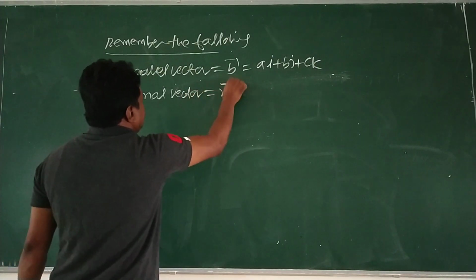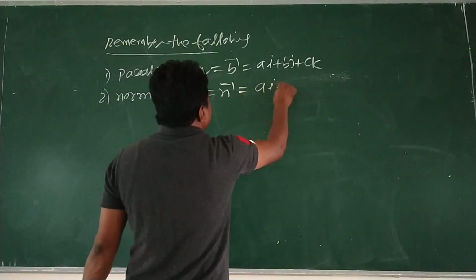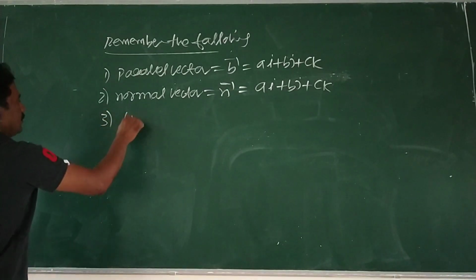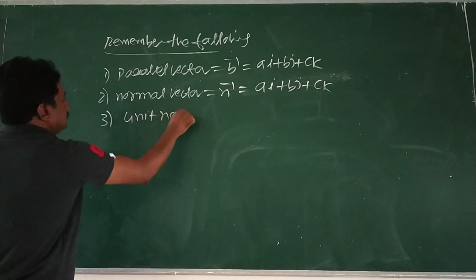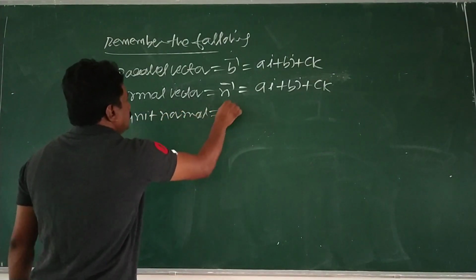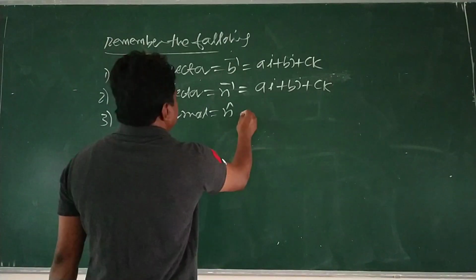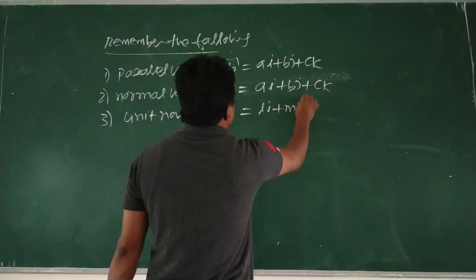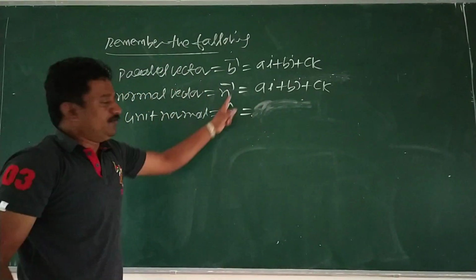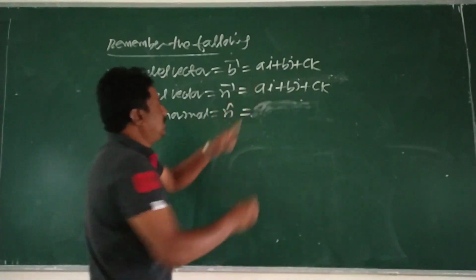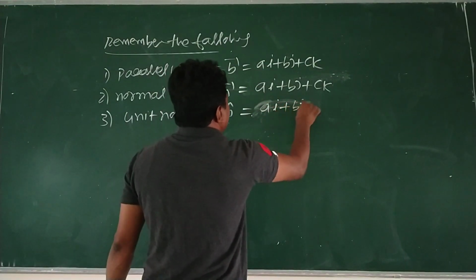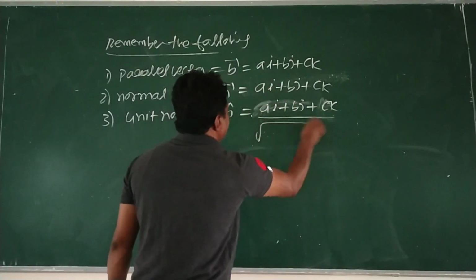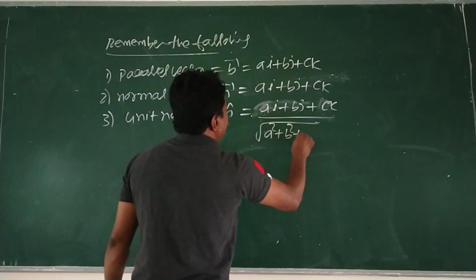Second one, normal vector n, again ai plus bj plus ck. Unit normal, n cap, is equal to li plus mj plus nk. What is a unit vector, friends? Vector by its magnitude. So write ai plus bj plus ck by length. Length means root of a square plus b square plus c square.